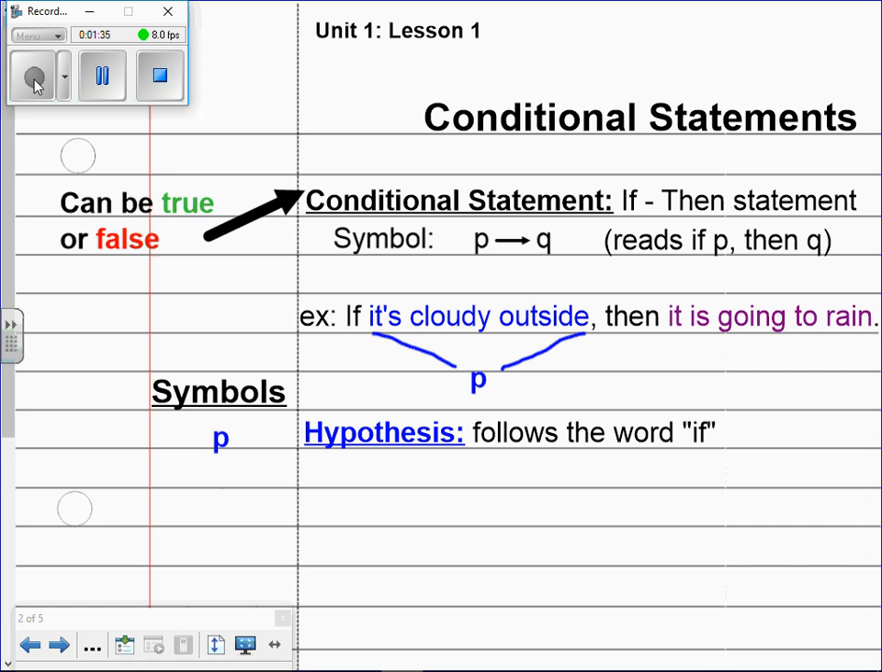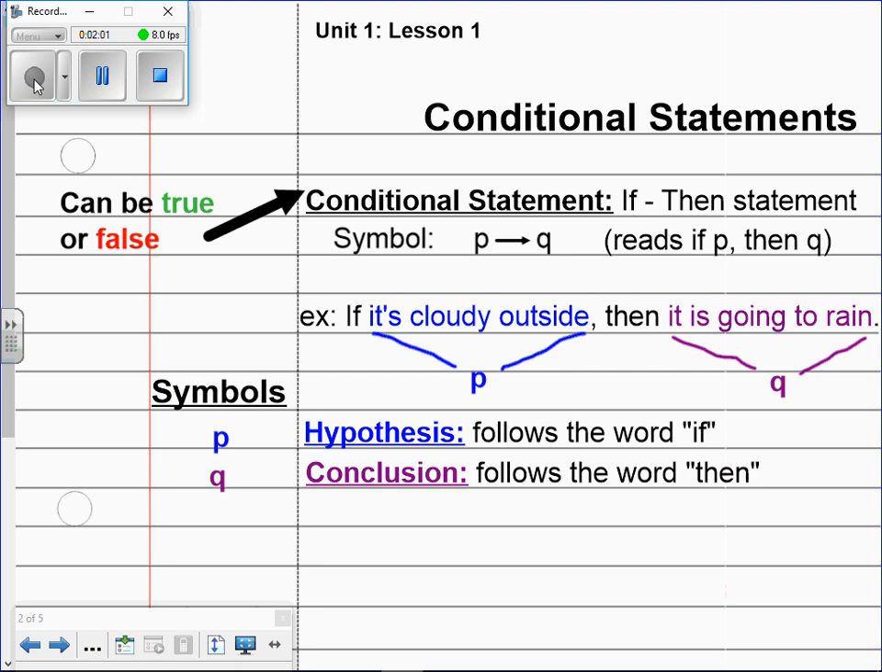Okay? And then the second part of a conditional statement is the conclusion. And that's what follows the word then. Okay, so the symbol for conclusion is Q. And as you can see in the example, it is going to rain is the conclusion. Okay? It does not include then. It is what follows then.